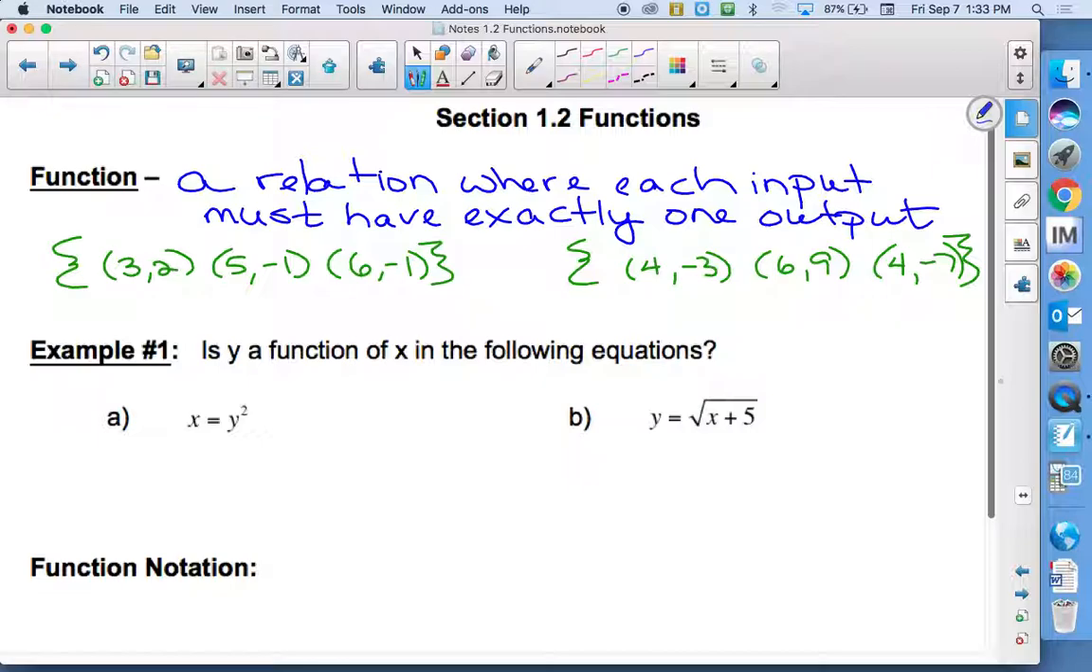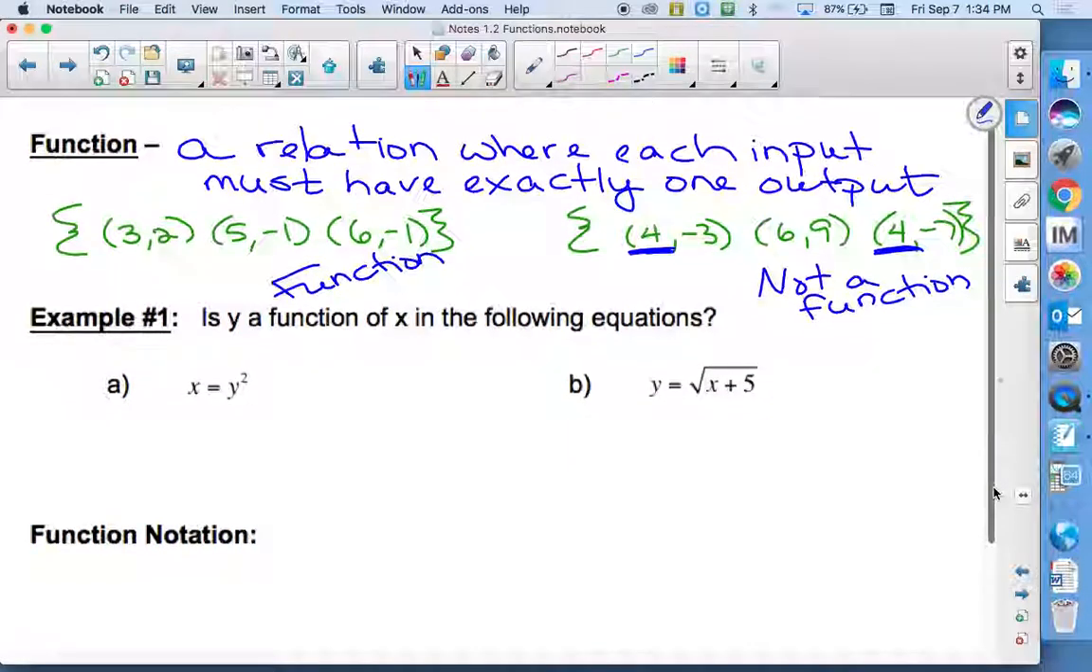And in the second example up here, the x value of 4 is paired with -3 and 4 is paired with -7. So the x value of 4 has two outputs, which isn't allowed to happen. That's why this one is not a function and the other one is a function. Because each x only has one y. Alright, so that would be the basic when you're just looking at a set of points. Function versus not a function.